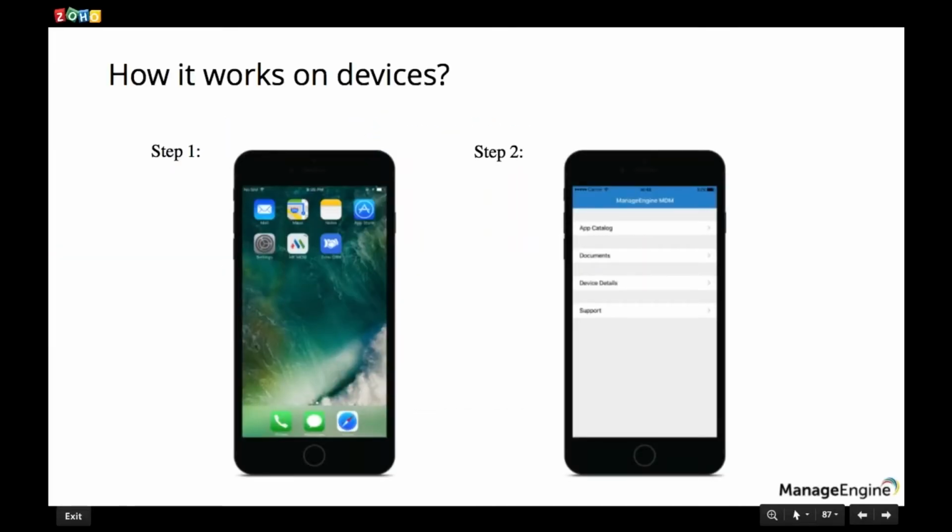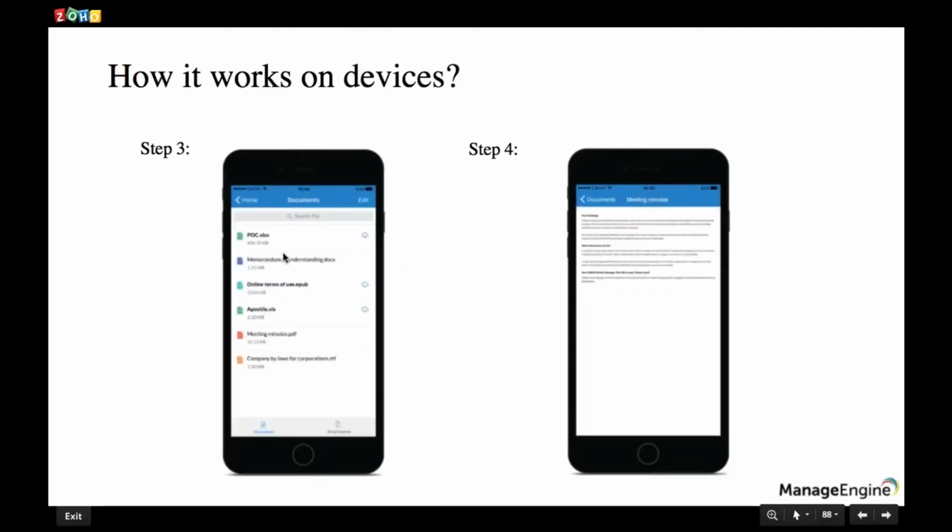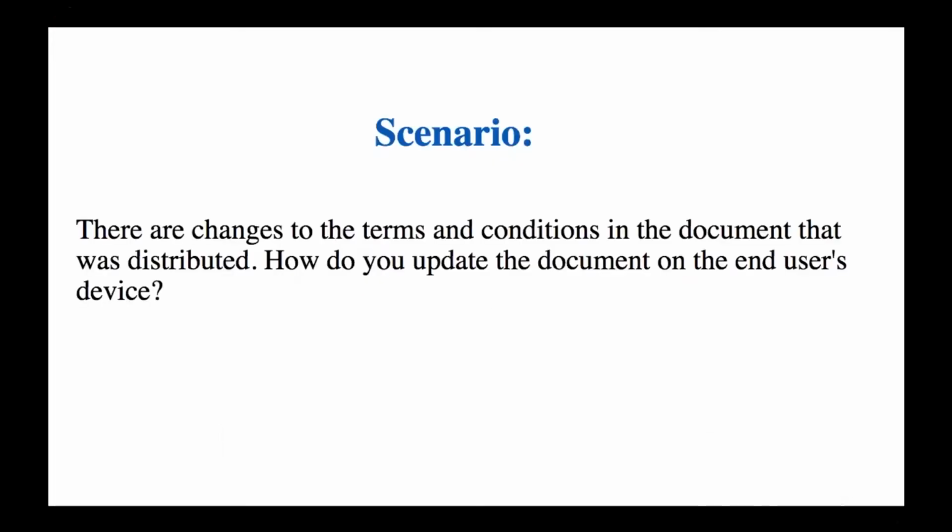So now on this document screen, as you can see, we will be clicking on MeMDM app and clicking on the app catalog. Once we do that, in the documents section, we can view the POC file available here. So this is the download button. Once clicked, it will download this particular document onto the MeMDM app. The users can view this document offline as well after this.